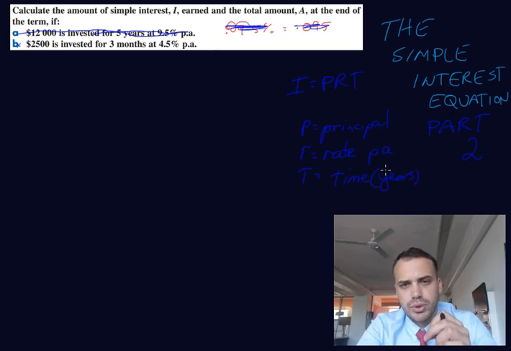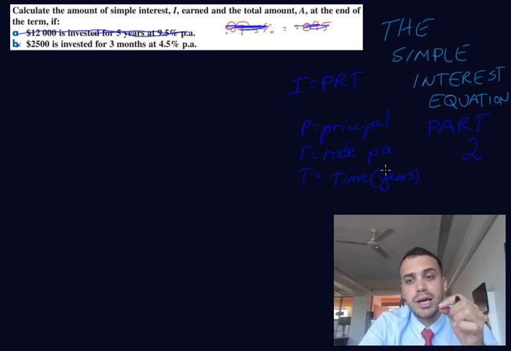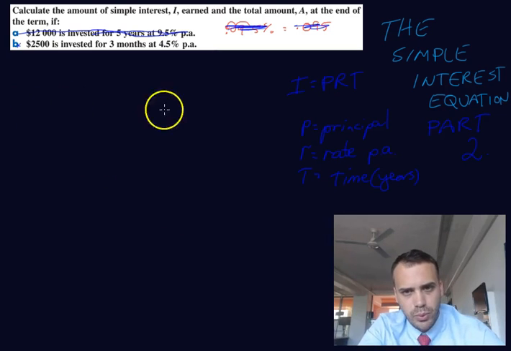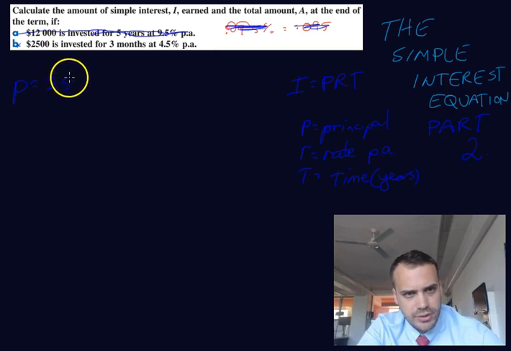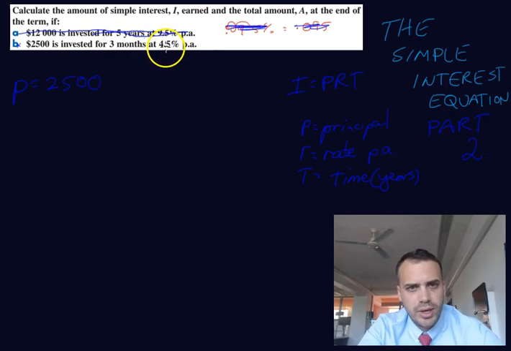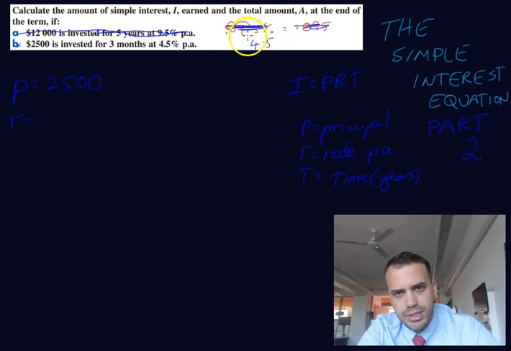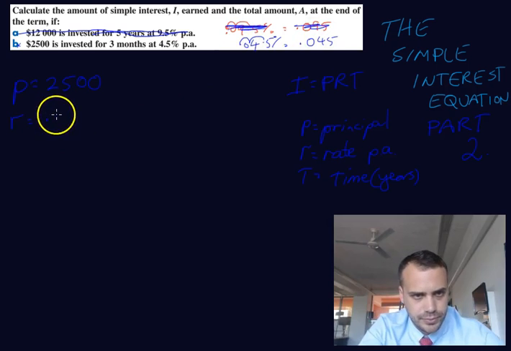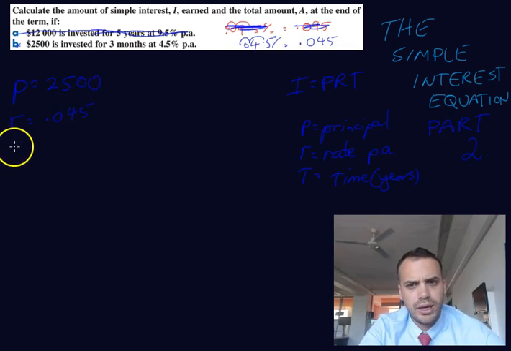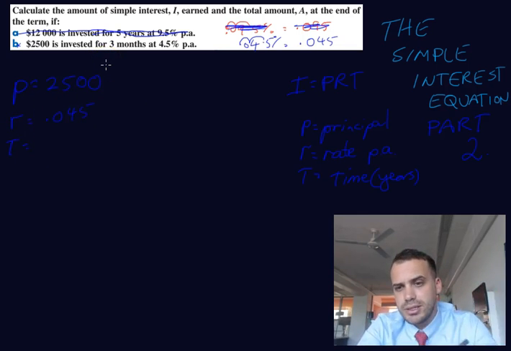So we have an issue with this question because time isn't being displayed in years, time is being displayed in months. So let's work through what we know. We know that the principal in this equation is $2,500. We know that the rate, it's 4.5%, but remember we need to express that as a decimal. So 4.5%, move the decimal 2 places to the left, it's going to be 0.045. And finally we need to look at time.